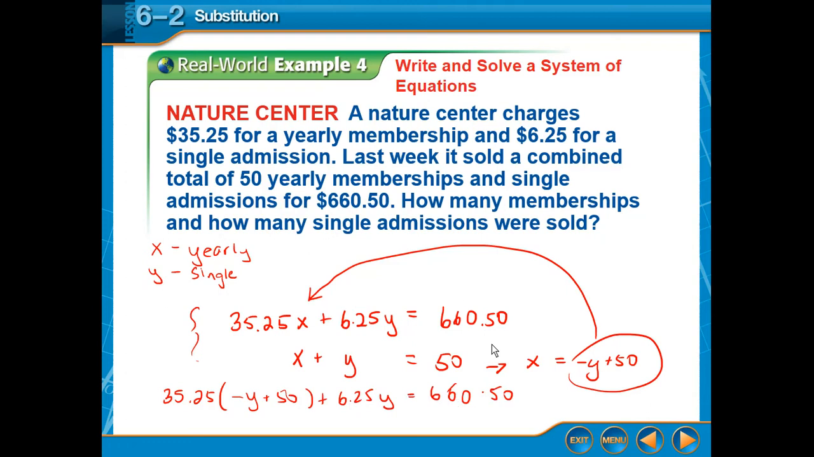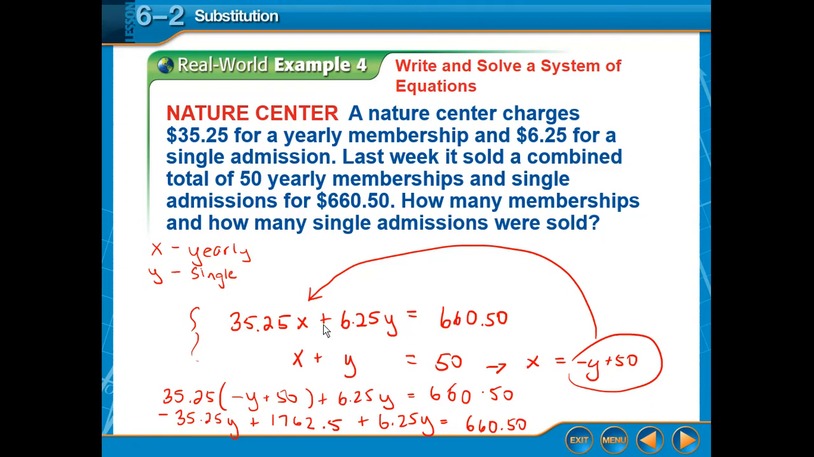So here, first thing I need to do is distribute. So I'm going to get negative 35.25y plus 35.25 times 50, which is 1,762.5, plus 6.25y equals 660.50.